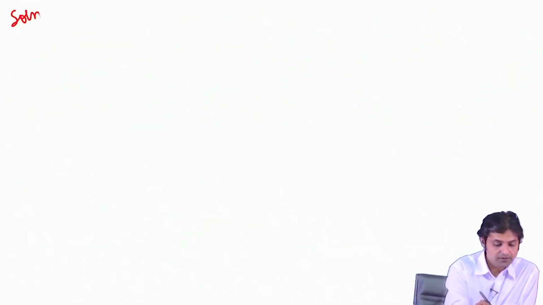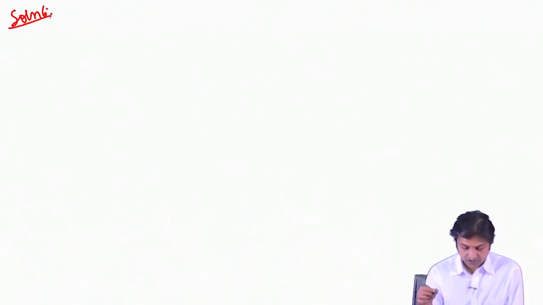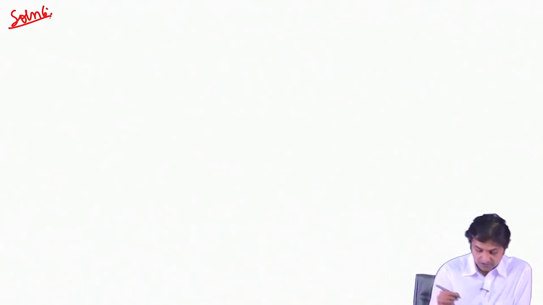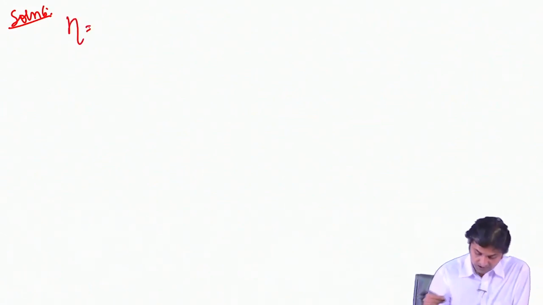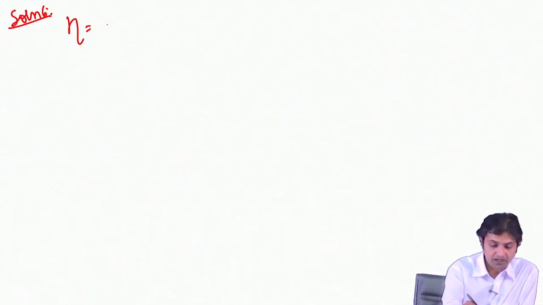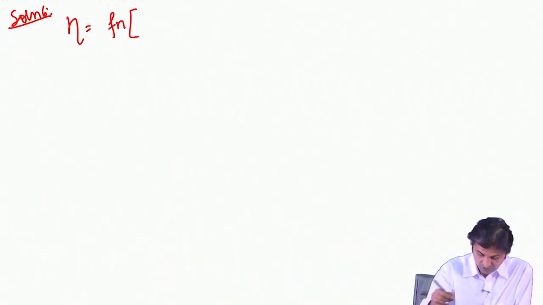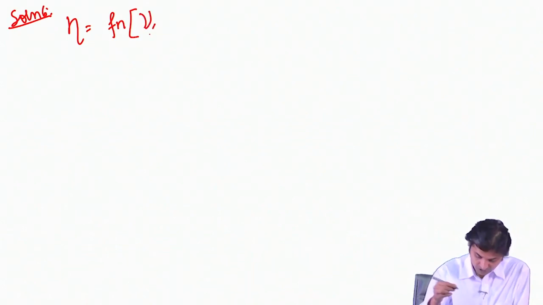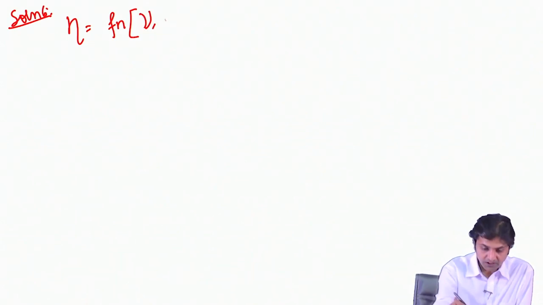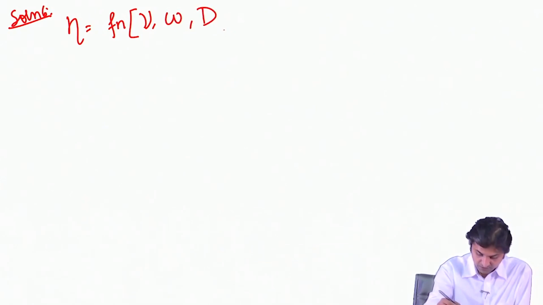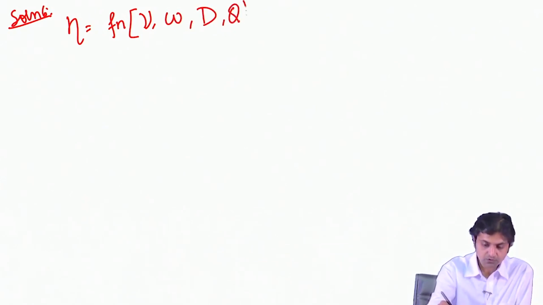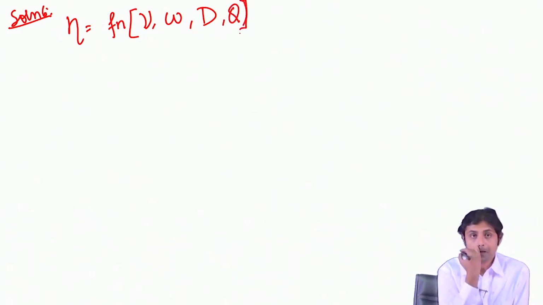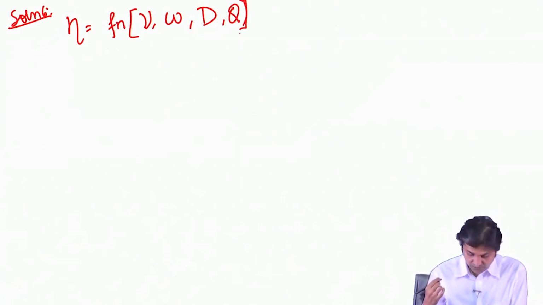So, you see the first step is solution 6, as in the question number 6 that we have here. This eta, the efficiency of the fan, is a function of all the variables that have been told: viscosity nu, the angular velocity omega, diameter d of the rotor and discharge q. So, this is the first relationship that we obtain.